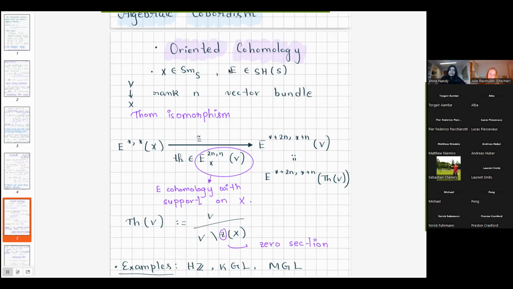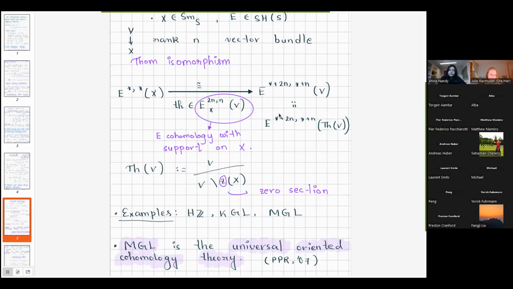So let's start with some cohomology theory. It is called oriented if we have a Thom isomorphism for every vector bundle. And now, since these are theories from the stable A1 homotopy category, these are bigraded, and you need to find some Thom element in a suitably defined group. The question is, when we say Thom isomorphism, how do we define the Thom space in this scenario? Well, you start with the vector bundle and quotient it out by the complement of the zero section.